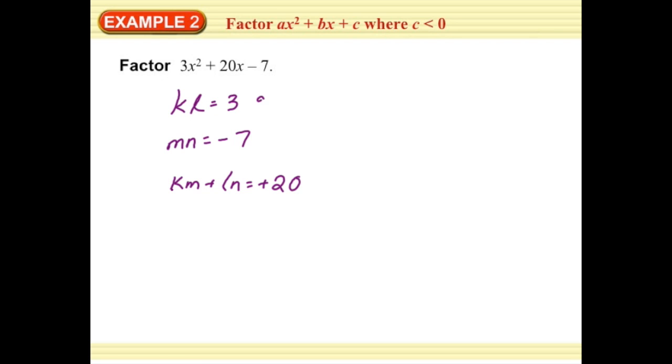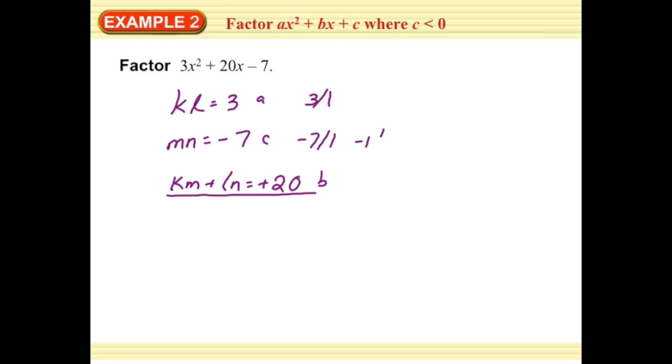The b value is definitely the most complicated piece, and I kind of leave that to the end, and I use a guess and check method. There's no exact science to this. I just kind of figure it out. So with the k and l, the factors of 3 are 3 and 1. And with the m and n, the factors of -7 are -7 and 1, or -1 and 7.